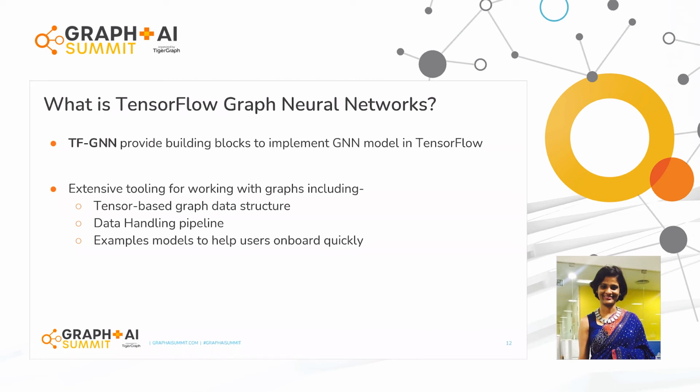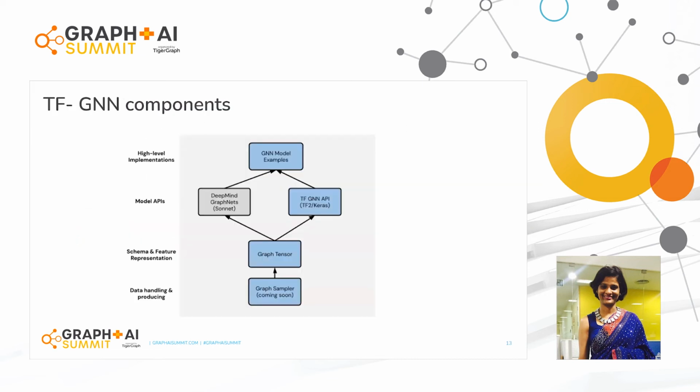TensorFlow Graph Neural Networks is a high-level Keras API, which is used to deal with graph structured data using TensorFlow. TF-GNN is already internally used by Google to solve a variety of problems like anomaly and spam detection, and also traffic estimation, etc. It comes with extensive tooling for working with graphs. So it has some features like a tensor-based graph data structure, a data handling pipeline, and plenty of models for users to create prototypes very quickly.